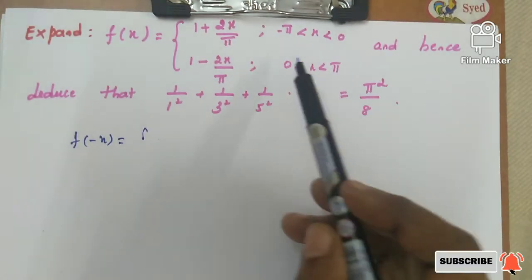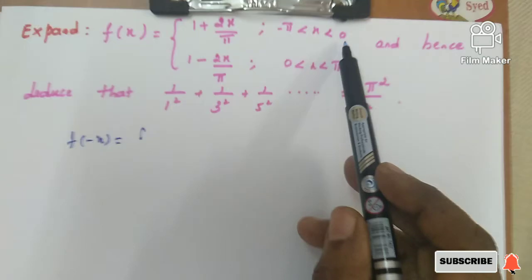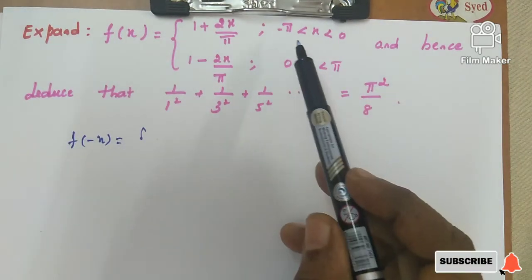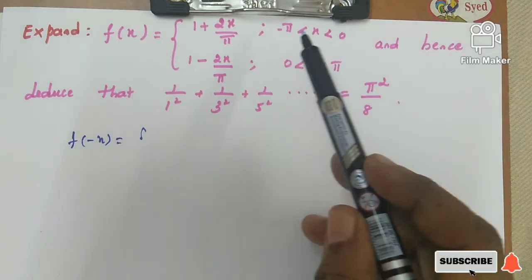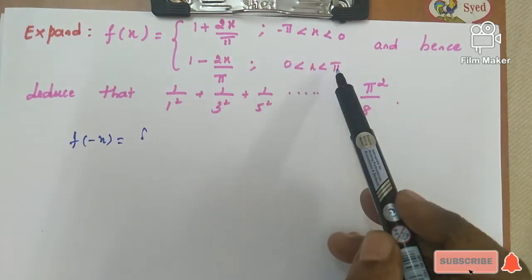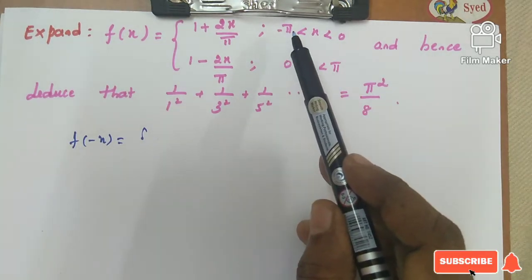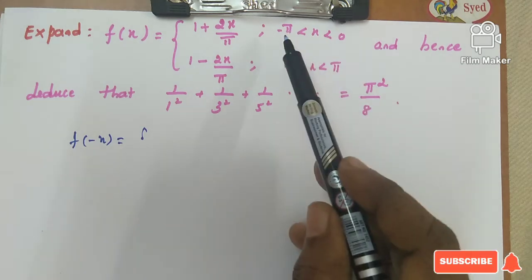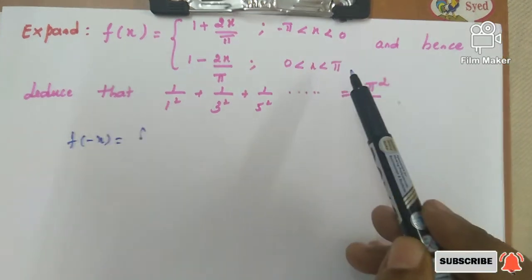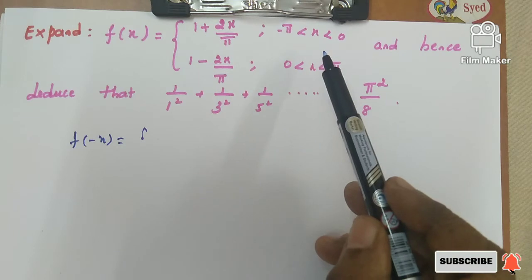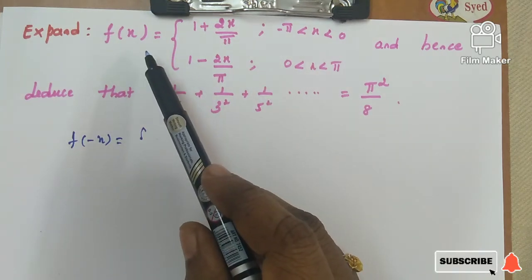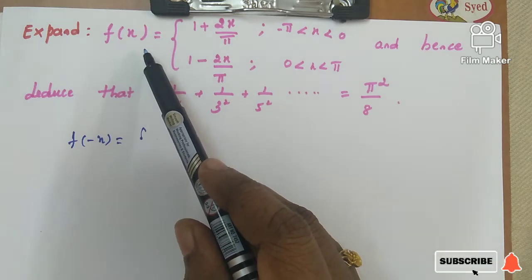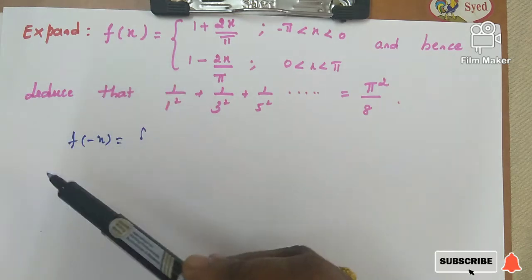In this question, the interval is minus pi to 0 and 0 to pi. The total interval is minus pi to pi. That interval is split into two intervals, minus pi to 0 and 0 to pi. So whenever the interval comes from minus pi to pi or minus L to L or minus 1 to plus 1 like that, we need to check whether the given function is even or odd. To check that, we need to substitute x equal to minus x in the given f of x.